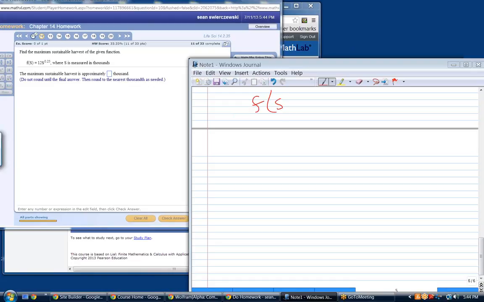f of s is equal to 12s to the 0.25. If the maximum sustainable harvest, okay, so to find the maximum of that function, we want to take the derivative, set it equal to 0. What is that?